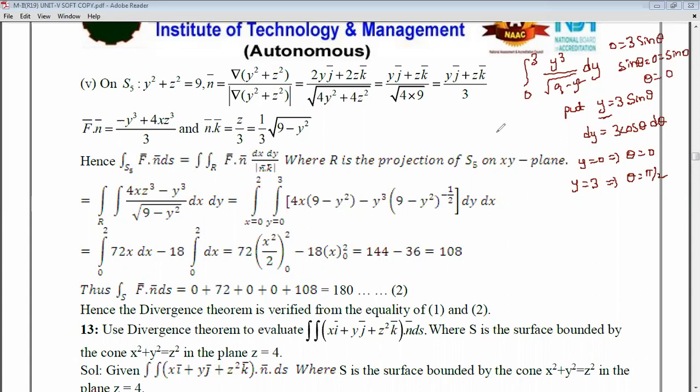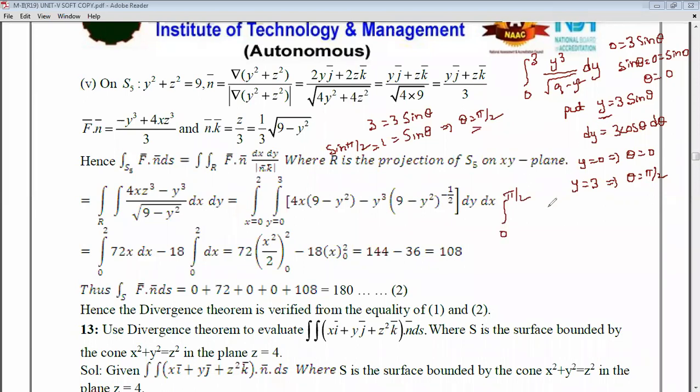And next, in the same way at y is equal to 3, 3 is equal to 3 sine theta. Here the 3s both cancel. 1 is equal to sine theta. So 1 is nothing but sine pi by 2. Right? So that's why we can simply write theta is equal to pi by 2. So theta is from 0 to pi by 2. Now you can substitute all those things in that integral 0 to pi by 2.